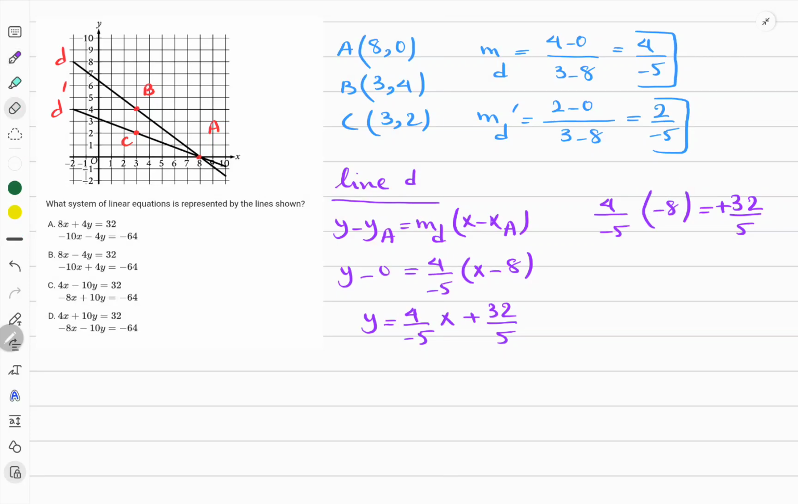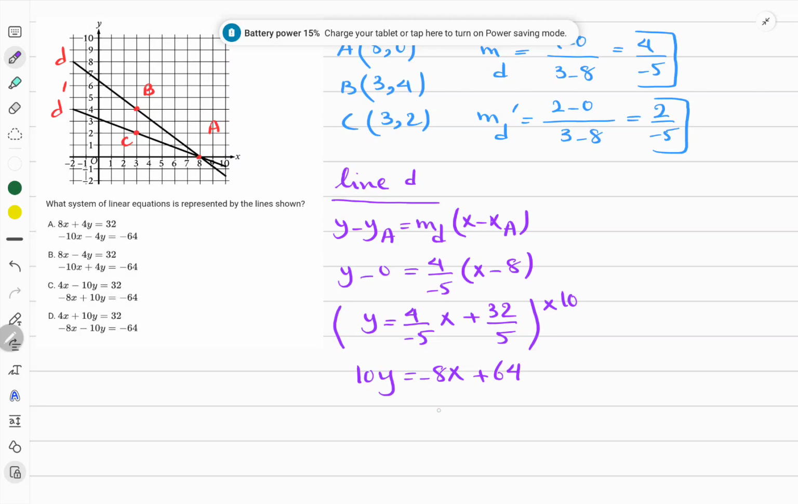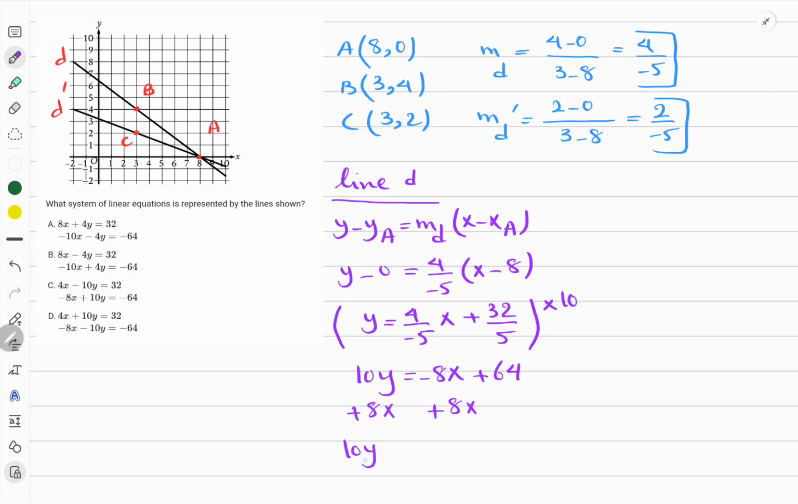This is the equation of line D, but we just need to get rid of the denominator 5. You can multiply by 5, 10, 15, but I prefer to multiply by 10. Negative 8x plus 64, and add positive 8x to both sides. 10y plus 8x equals 64. This is the equation of line D.